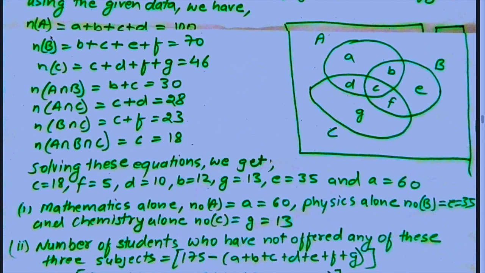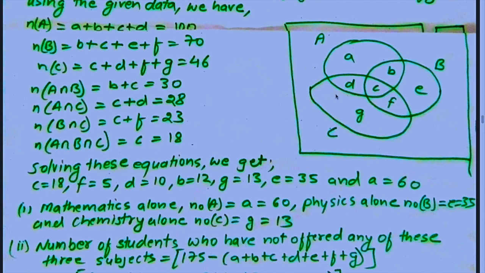Here we get 7 equations. Solving all these 7 equations, we get C equal 18, F equal 5, D equal 10, B equal 15, G equal 13, E equal 35, and A equal 60. All this we get from the Venn diagram.